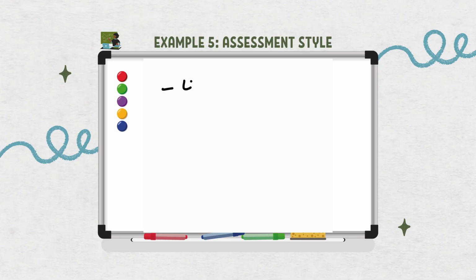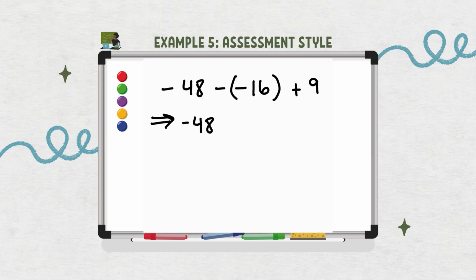Example 5, assessment style. Here we have negative 48 minus negative 16 plus 9. First thing we need to do is rewrite the problem. We have negative 48, and here you see in the middle 2 negative signs. So if we were to plug that into a smiley face, we would get a smiley face. So therefore those 2 negatives change into a positive sign. So it is plus 16 plus 9. Now, only using 2 numbers at a time, following PEMDAS, we're going to go ahead and use our integer rules.